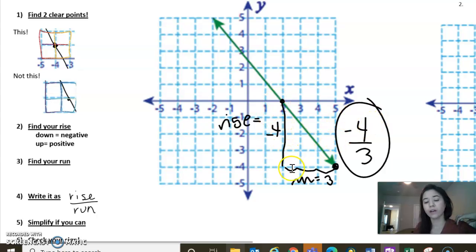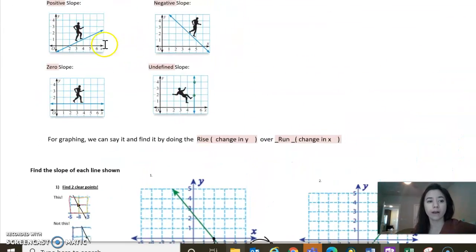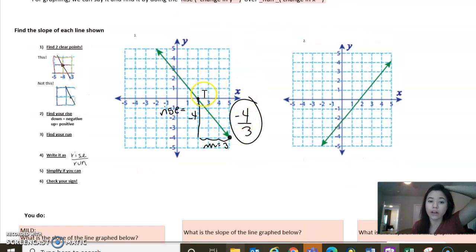And then again, let's check our sign. I went down here, so I put the 4 as a negative. But remember also, if my line is pointing down towards the ground, that means a negative slope, so my answer should be negative. If you look here, pointing down towards the ground, and my answer was negative. So I know I did that one right. So now let's do this next one.